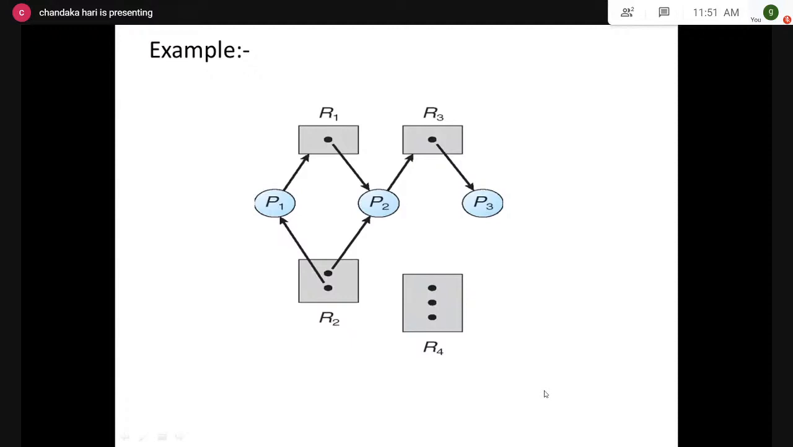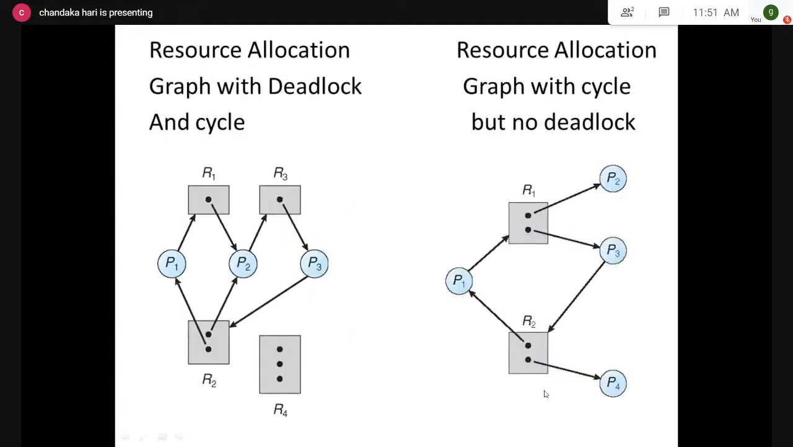Now we'll see by means of an example. A cycle does not lead to a deadlock state. A cycle does not guarantee that the system is in a deadlock state. What is the meaning of it? Let us see. I'll tell you in both ways.